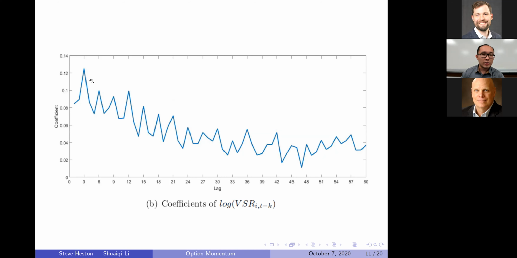In addition, there is no short-term or long-term return reversal in the option market. This is different from the stock market, in which you would observe a large negative coefficient in the first month and a negative coefficient beyond first year lags.